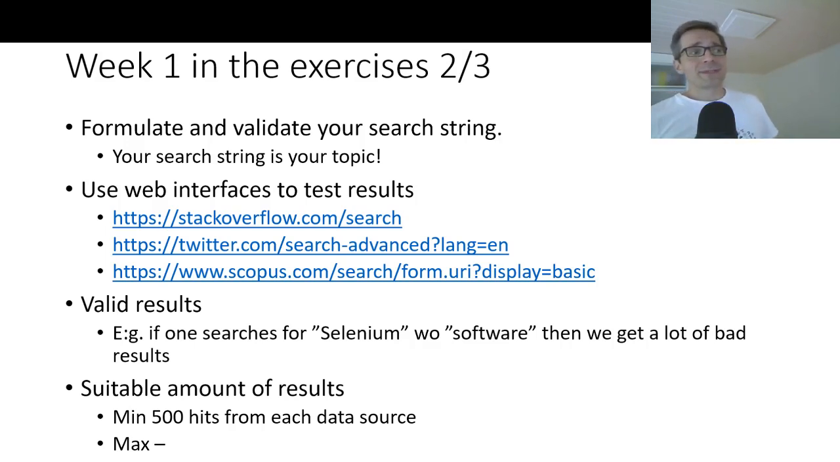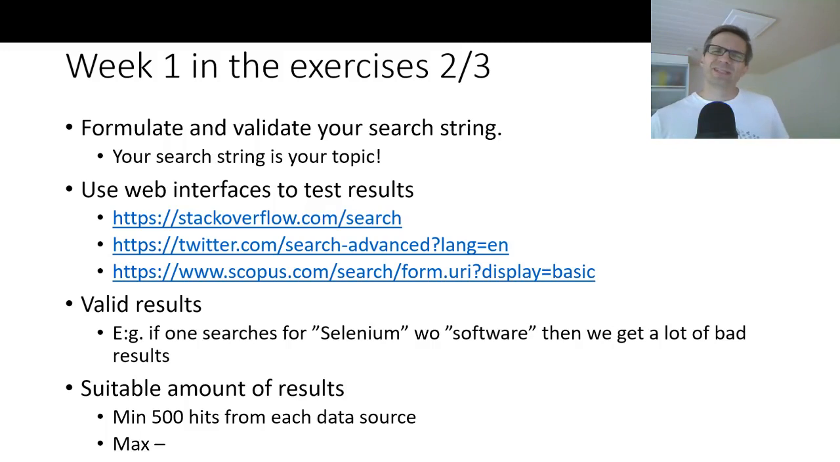You should also pay attention to the amount of results you get. I mean, a suitable amount of results would be a minimum of 500 hits from each data source. The reason for this is that if we have less than 500 hits, then doing automated trend mining with natural language processing, as we are doing in the exercises, does not make so much sense.